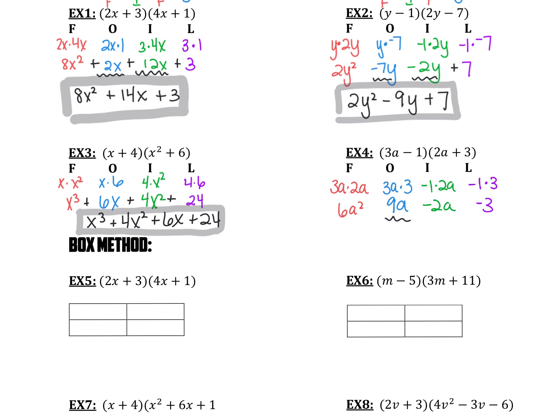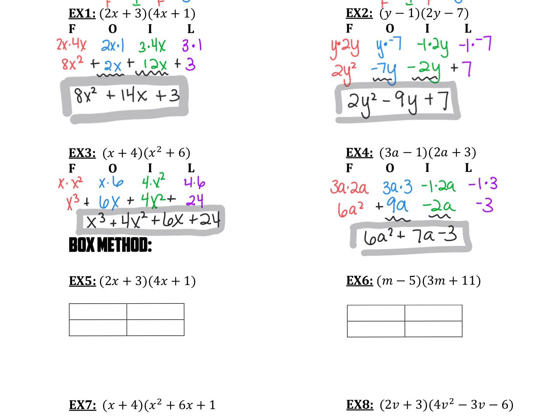On this one, I do have like terms. This is a positive, so I have a positive 9a and a negative 2a. So that gives me 6a squared plus, I have 2 like terms, plus 7a minus 3. And there we go. That is the process of FOILing.